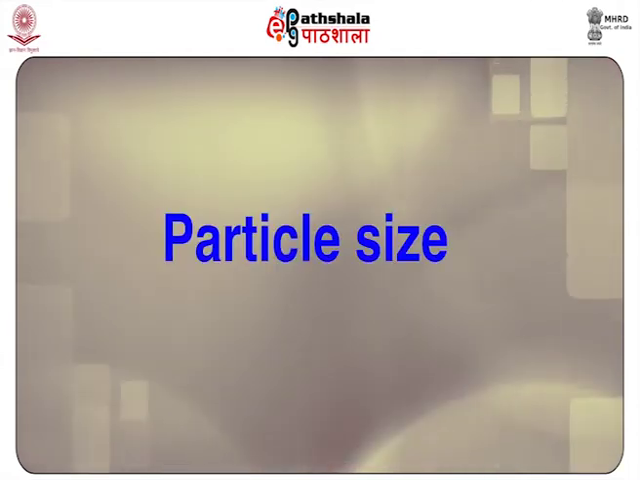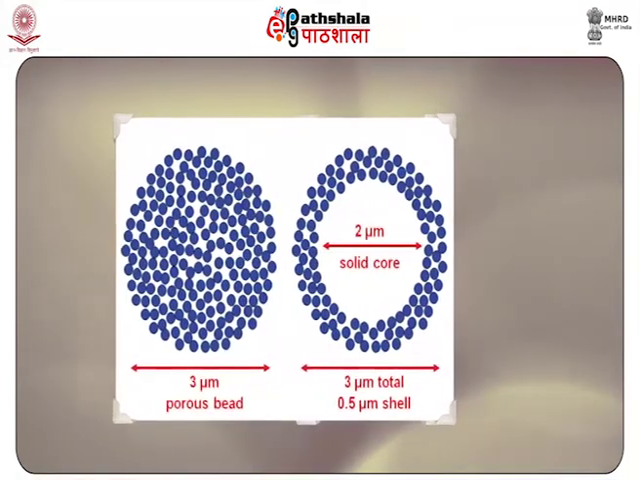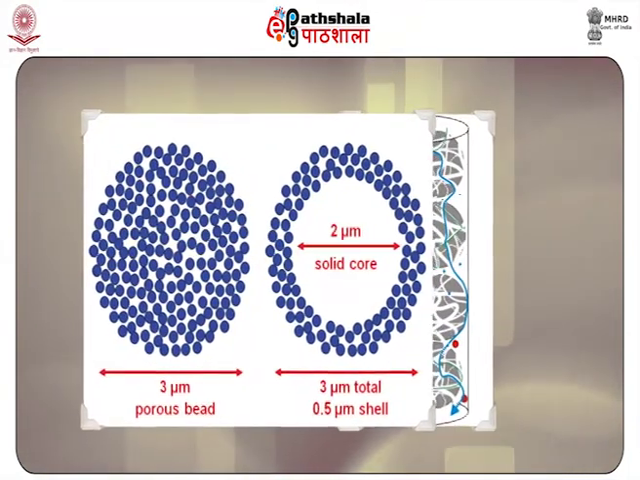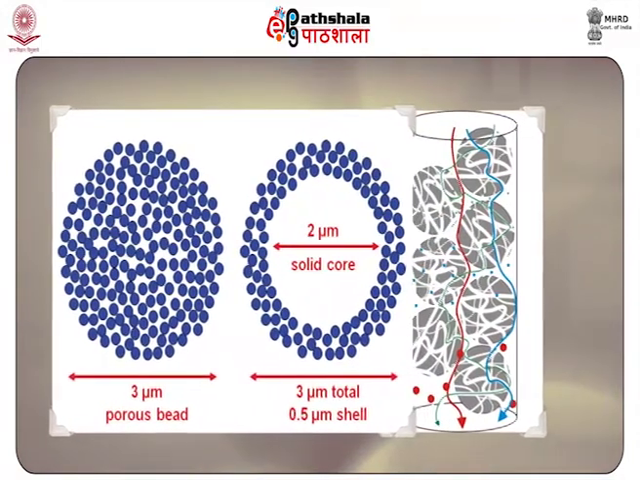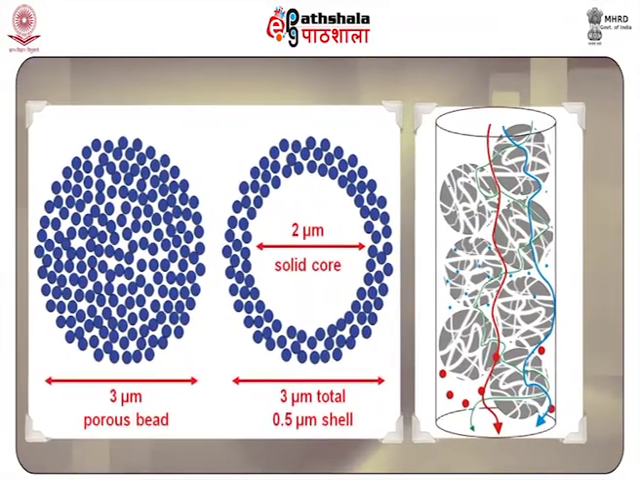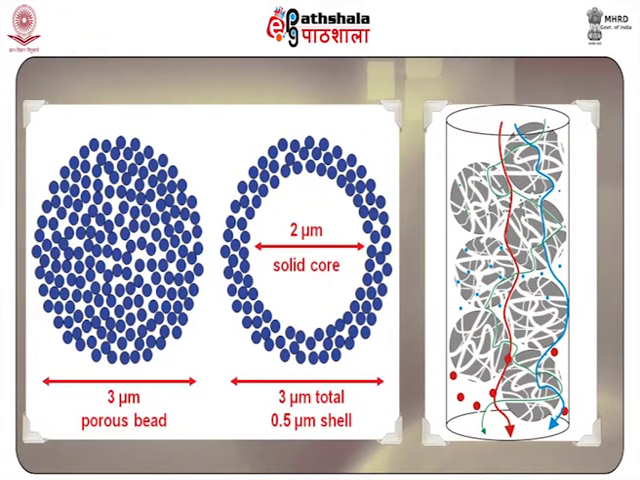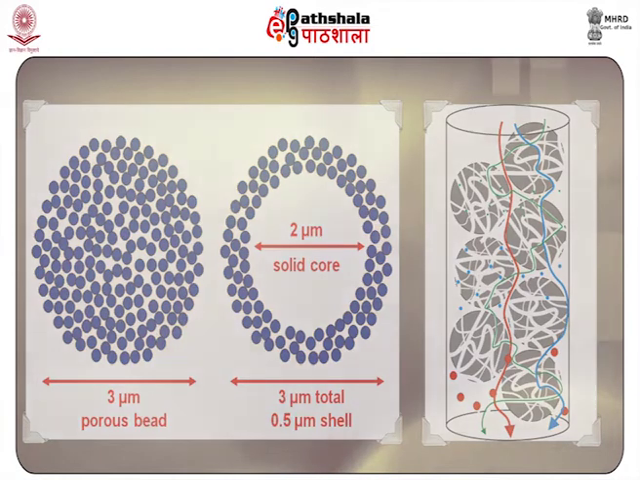Next is particle size. The smaller the particle size, the more will be its surface area and the better will be the separation that it will provide. But the pressure that is required for optimum linear velocity increases by the inverse of the particle diameter squared. Thus, changing the particles to half of their size will double the performance, but the pressure must be increased by a factor of 4.